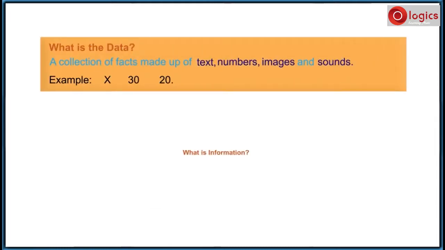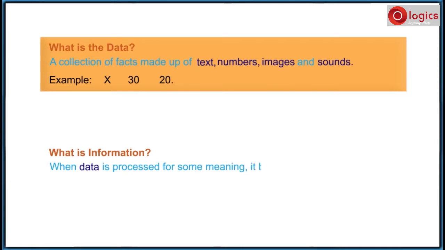What is information? When data is processed for some meaning, it becomes information. Example, if the data is 10, 30, 20, then the information may be 10th class boys are 30 and girls are 20.